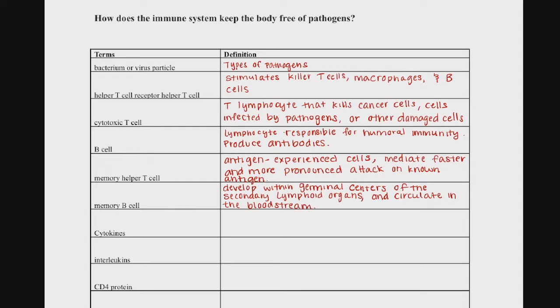Cytokines, their main role is just to have an effect on other cells. So any number of substances like an interferon, interleukin, growth factors, anything that's secreted by certain cells of the immune system are cytokines. So they have an effect on other cells. So I'm just going to put interferons.